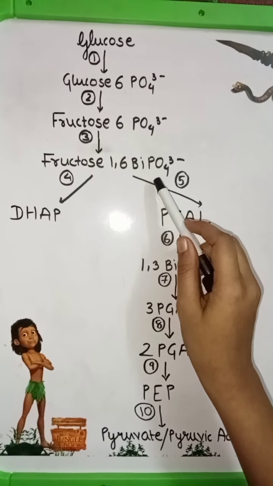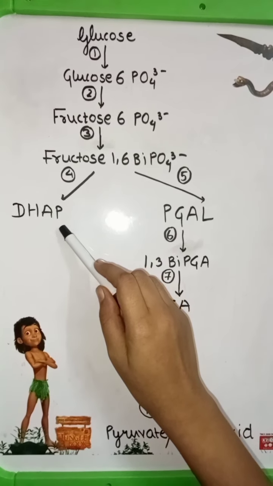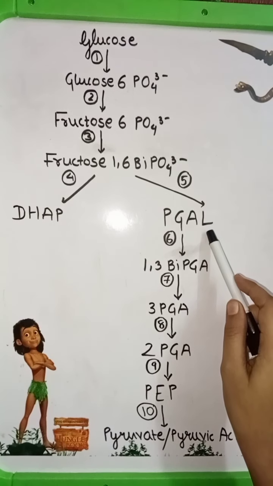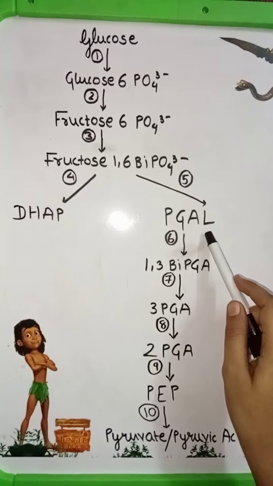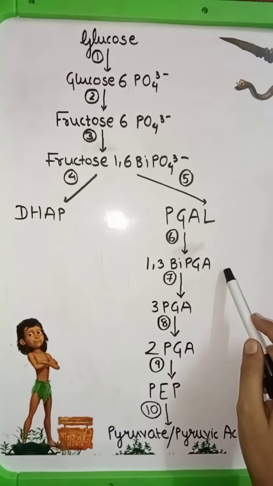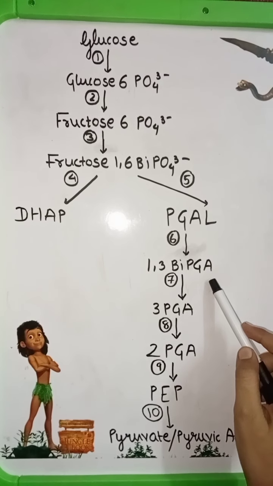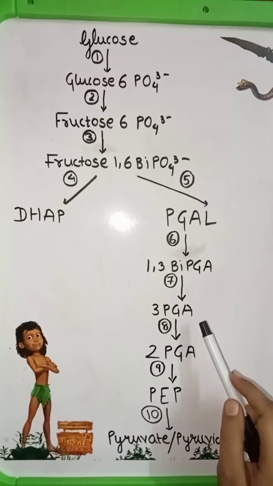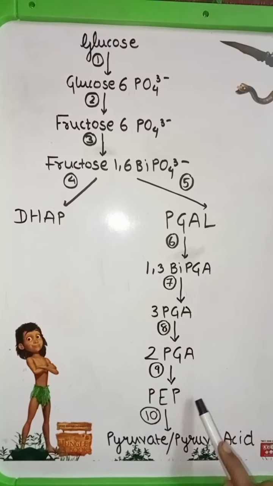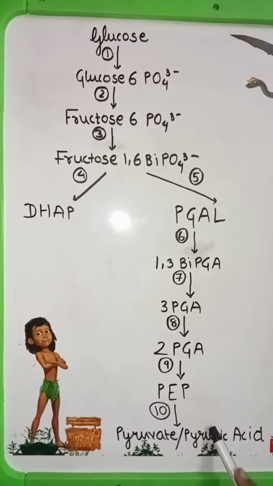Then it undergoes splitting. The splitting leads to DHAP, that is dihydroxyacetone phosphate, and PGAL, that is phosphoglyceraldehyde. Now, phosphoglyceraldehyde converts into 1,3-bi-PGA, that is 1,3-biphosphoglycerate. 1,3-biphosphoglycerate gives 3-phosphoglycerate. 3-phosphoglycerate gives 2-phosphoglycerate, which again gives phosphoenol pyruvate. Phosphoenol pyruvate converts into pyruvate or pyruvic acid.